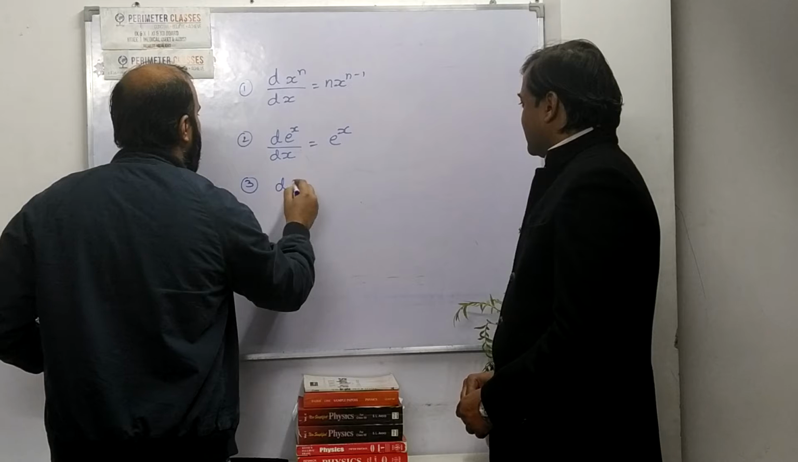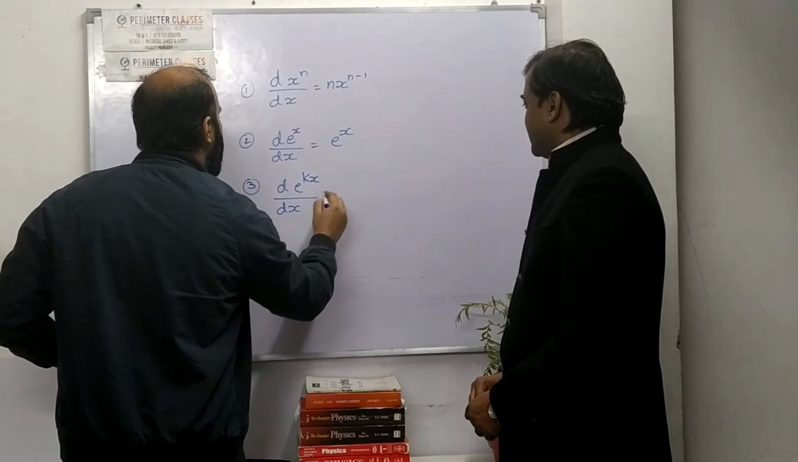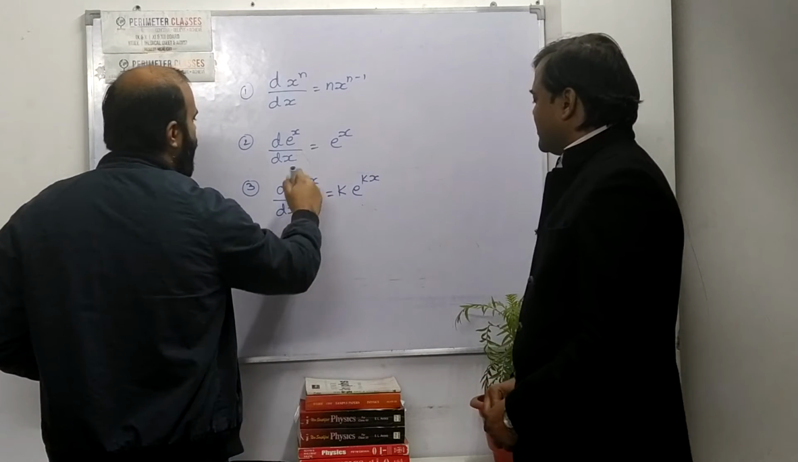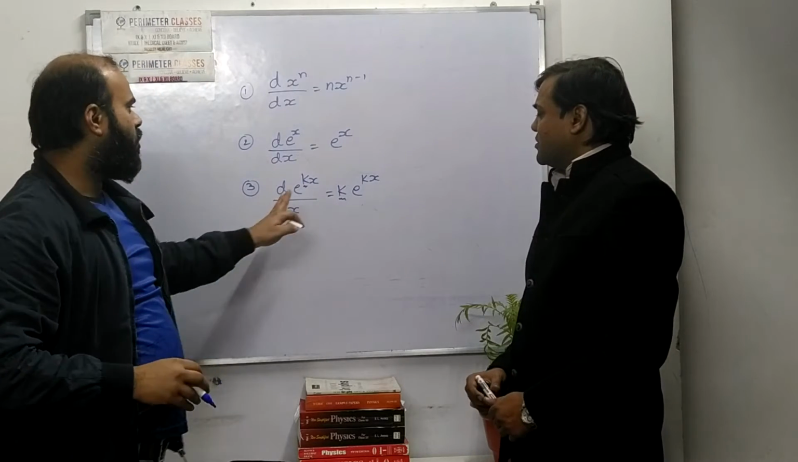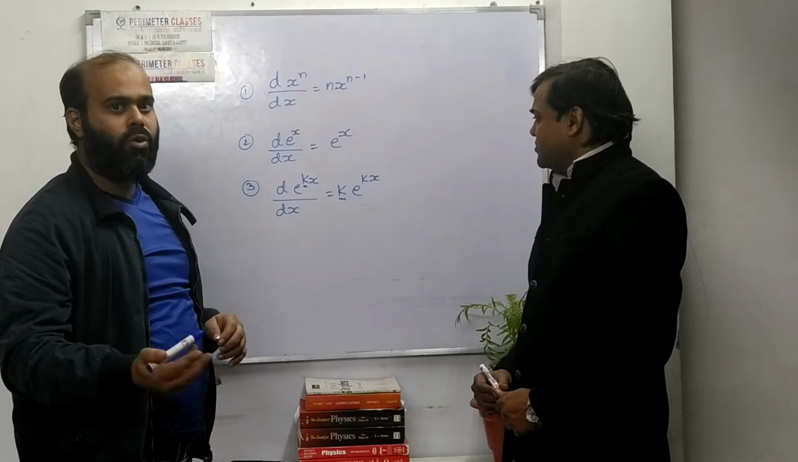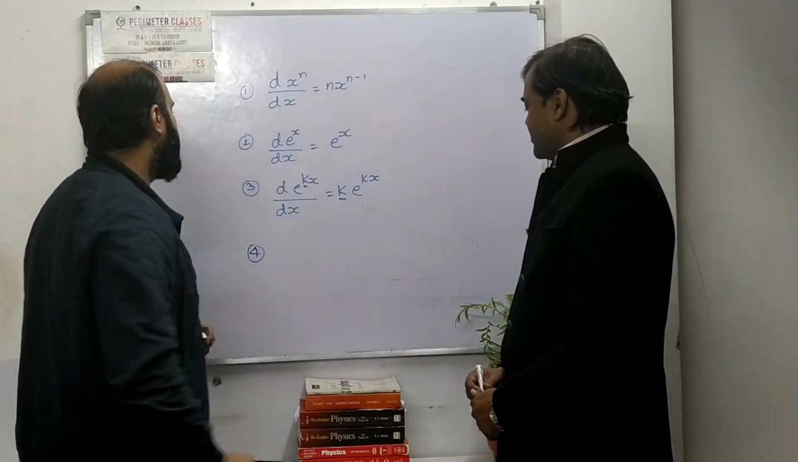There is a change here. If there is kx over here, then what will we do? Then we will get k e to the power kx. So the coefficient of x will come out here. This is basically from the chain rule. We will see this rule also in the next lecture, which is about rules of differentiation. Right now we are seeing formulas of differentiation.